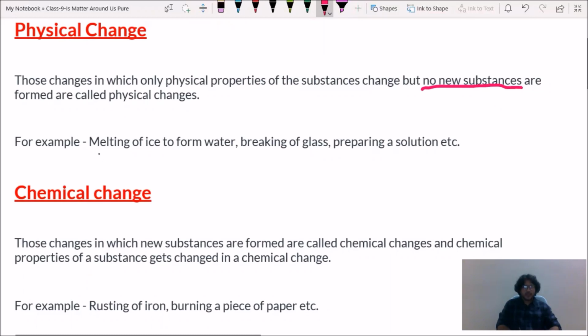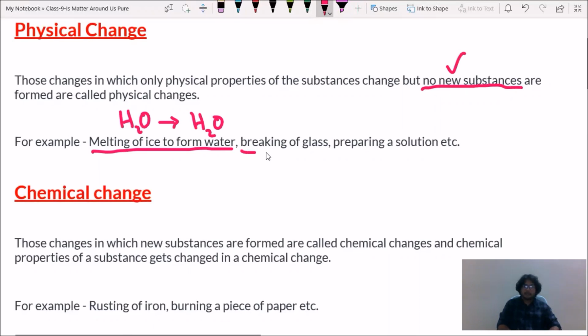Let's see a few examples: melting of ice to water. What is the chemical formula of ice? Of course, it is H2O and it will become water. What is the chemical formula of water? It is H2O. Here, no new substances are formed.